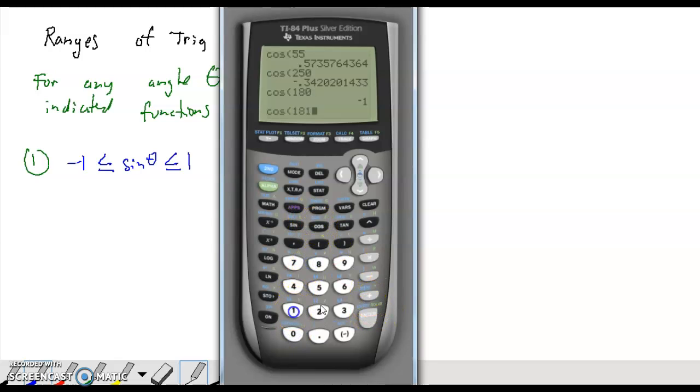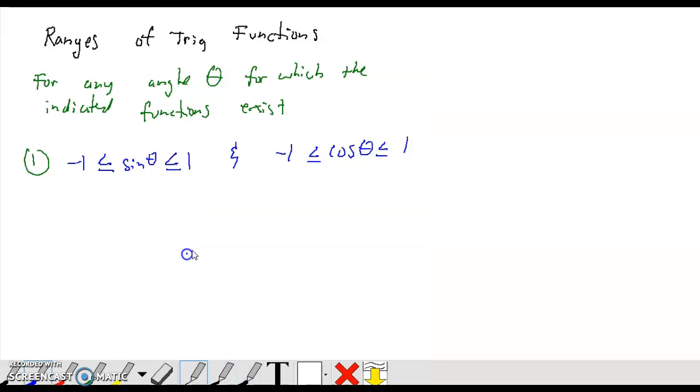Cosine of 181, still under. If I say cosine of 179, again, still under, right? Sine of 99, again, notice, under 1. So we can plug in any numbers, and we're always going to get numbers between negative 1 and positive 1. Okay? So that's the first thing.